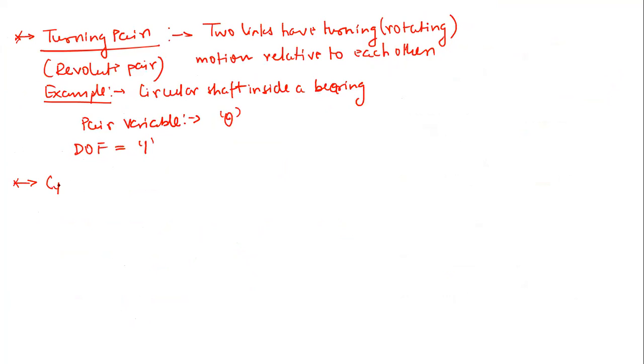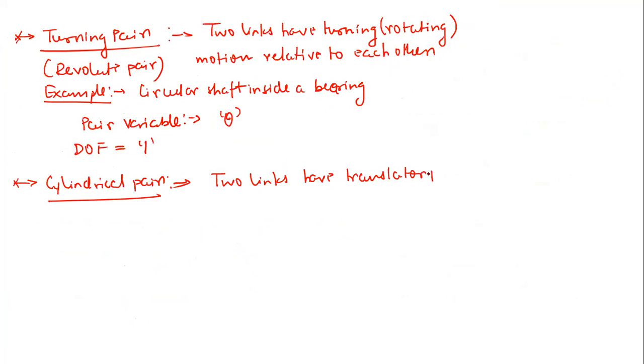Okay. So this is generally called a cylindrical pair. Now in a cylindrical pair, this is very important: the two links have translatory as well as rotary motion relative to each other. So this is very important.